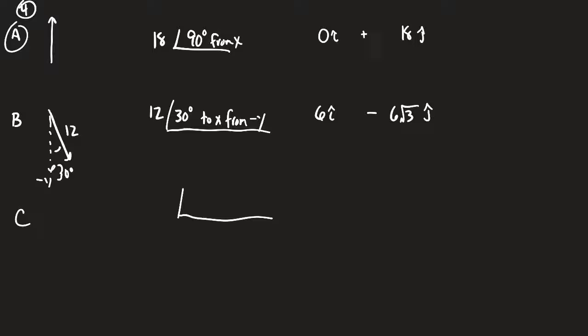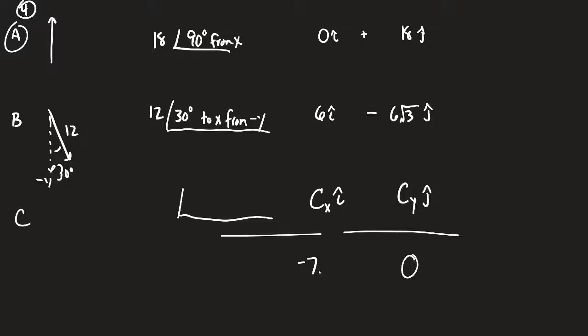So I'll have the C in the x direction, i hat, and the C in the y direction, j hat. I do know, though, that when I add these together, my resultant has 0 in the y direction and is negative 7.5 in the x direction. So I see a route to figure out what cy and cx are. Do you guys see the route?